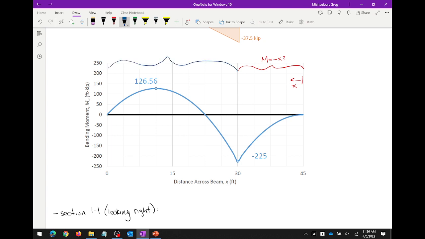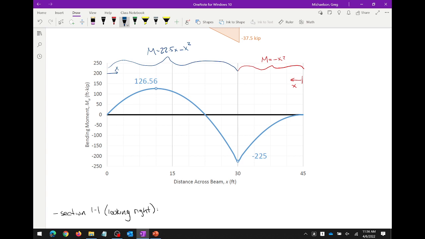Yeah, about that. All right, so this one is M is 22.5x minus x squared. And again, x goes this way. So it's pretty easy to check. Let's do some checking. What happens if you plug in x equals 0? You get 0, right? What happens if you plug in x equals 30? What do you get?